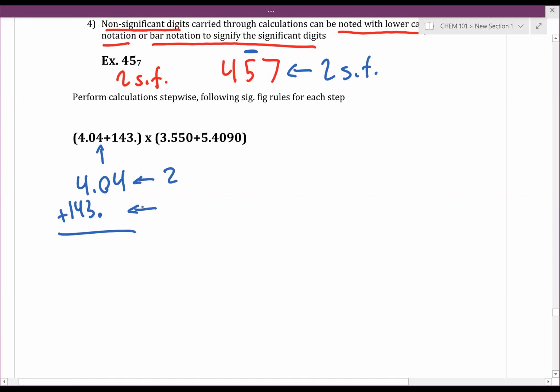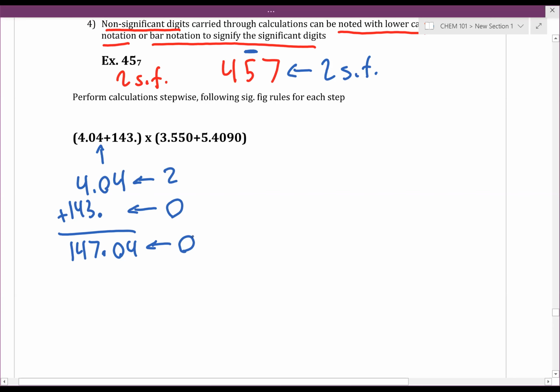Are there any numbers after the decimal point? 0. Okay, so our next step is we're going to add these numbers together. And I don't think we need a calculator for this. This is 147, okay, 0.04. Now, in our final answer, how many decimal places should I report? What's the least? 0. Okay, so we want to convey this number as having 0 decimal places.